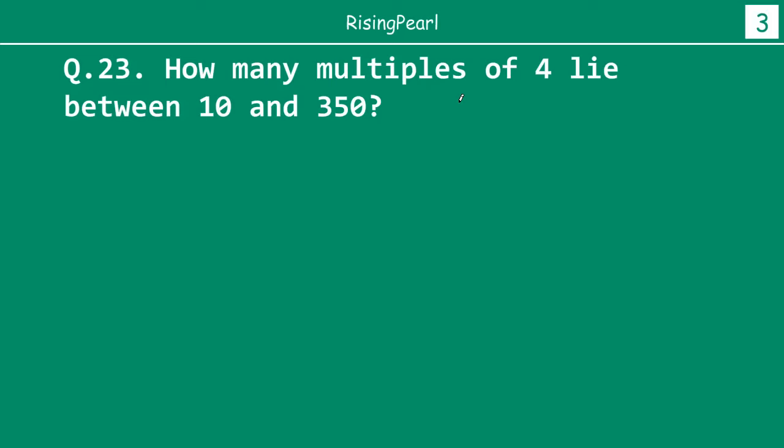How many multiples of 4 lie between this and this? This is a very similar question to the last two questions, but asked in a different way. So what do I mean by that? What is a multiple? What is a multiple of 4? We know 4 is a multiple, right? 4 times 2, 8 is a multiple of 4. 12 is a multiple of 4. 16 is a multiple of 4. 20 is a multiple of 4, right?